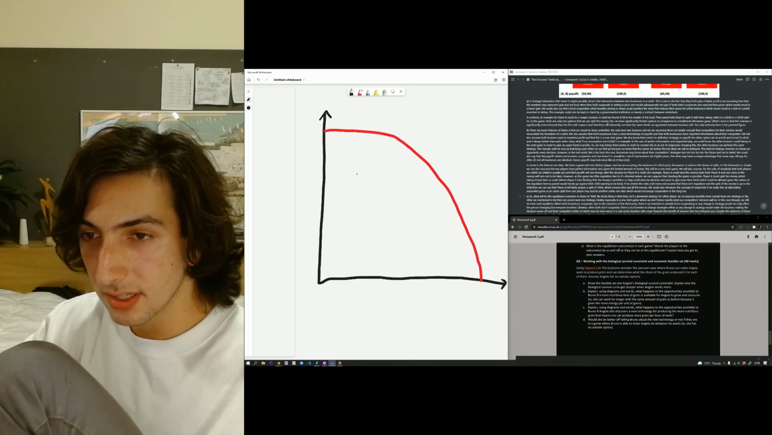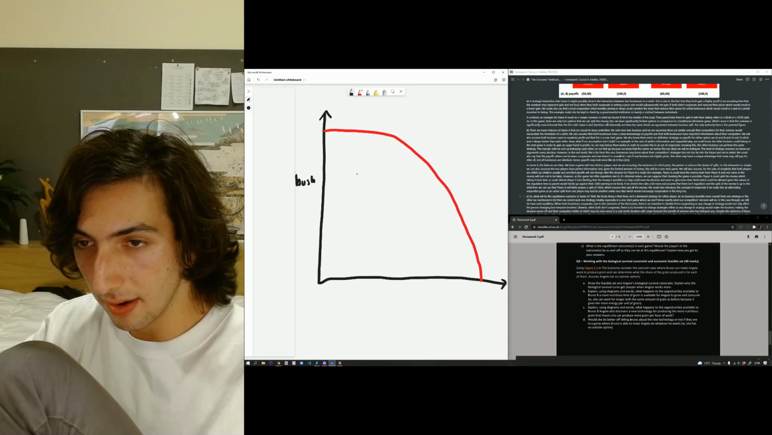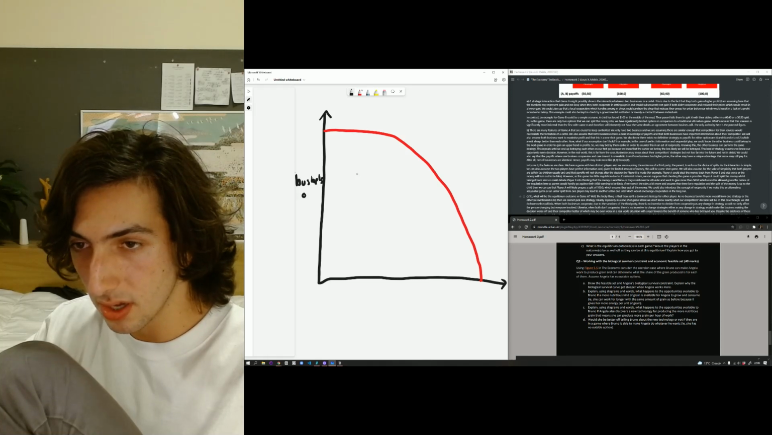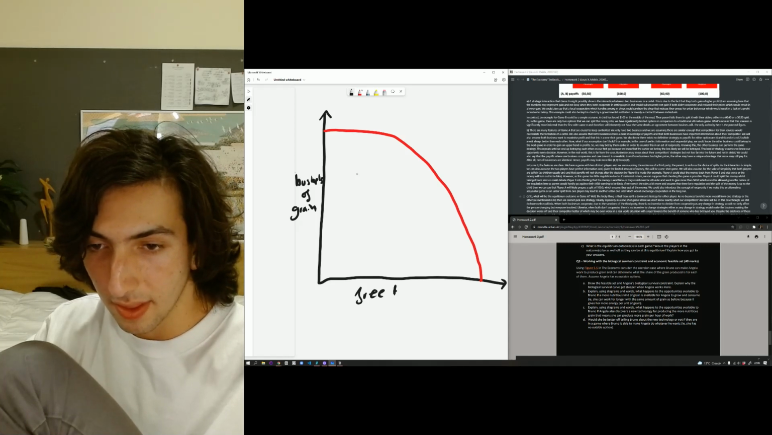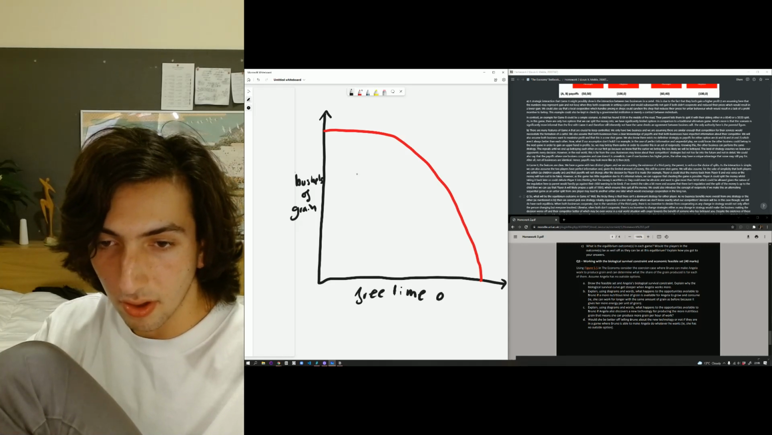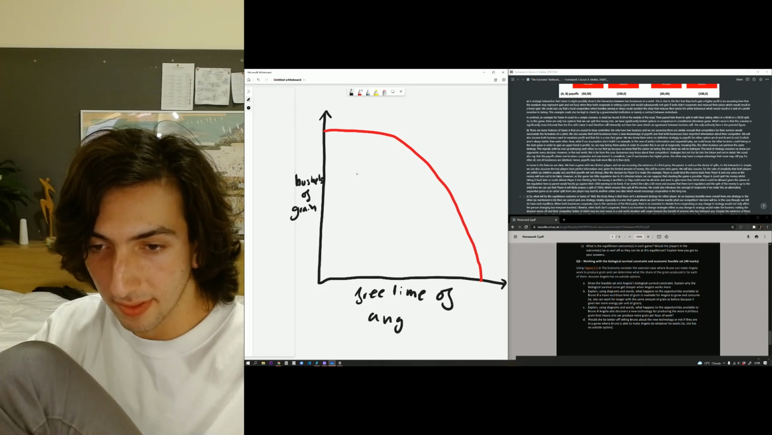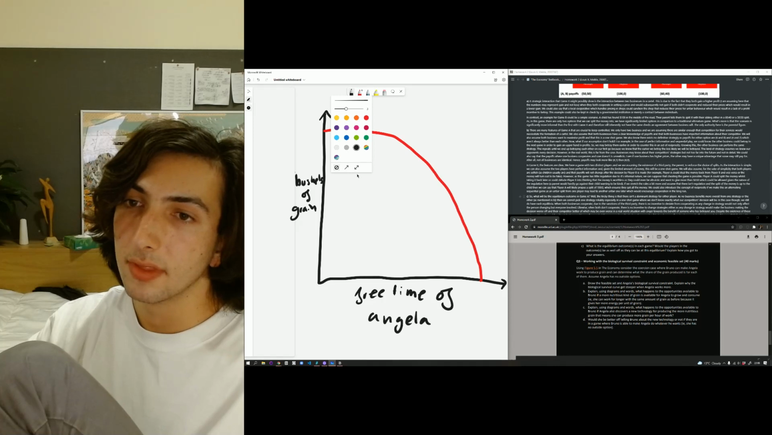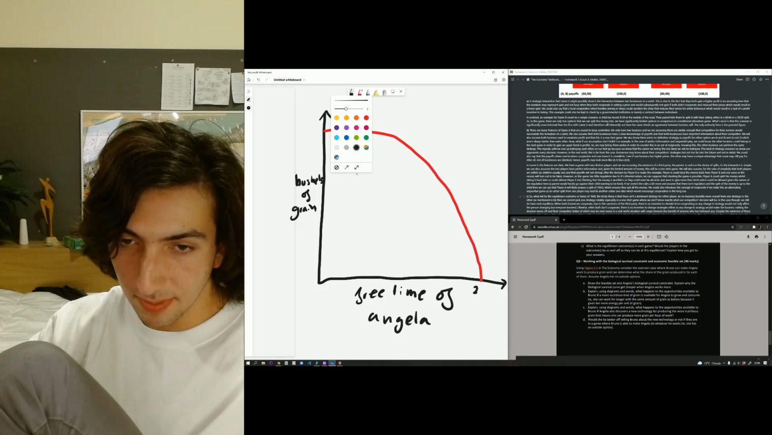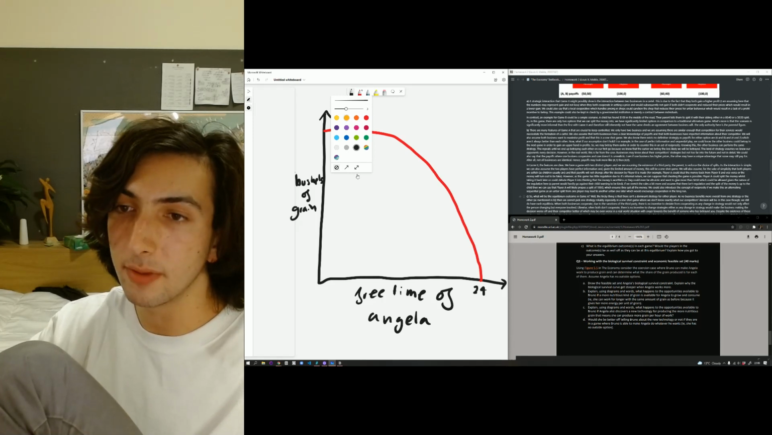Anyway, so this is bushels of grain. So we've got bushels of grain here on the y-axis. And this is the free time of Angela. Okay? So, Angela is going to have the maximum amount of 24 hours of free time over here.